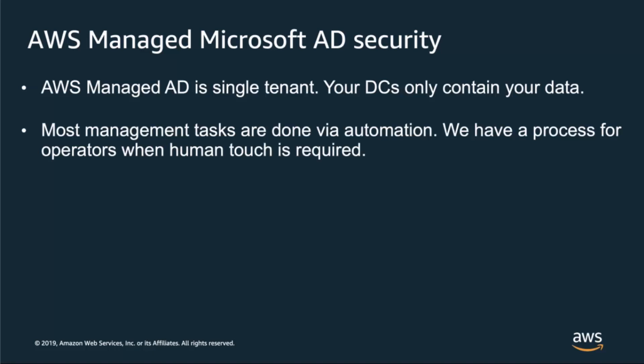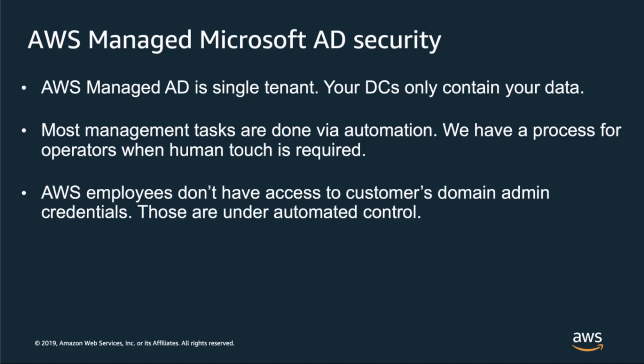We do most of the management tasks via automation. As a part of managing the Active Directory, we have a lot of automation around securely patching and securely rebooting your domain controllers in a monthly cycle. We also have a process for when human touch is required. This is where, let's say, an automation didn't work and a human touch is required by a support engineer. We have a process for that where an engineer is given a limited amount of time to perform only the administrative tasks that he needs to do to resolve that situation.